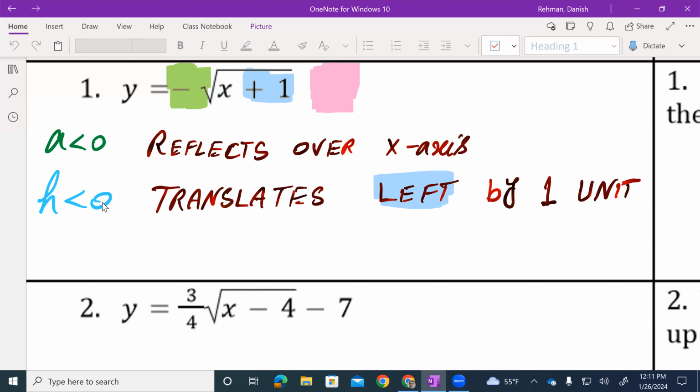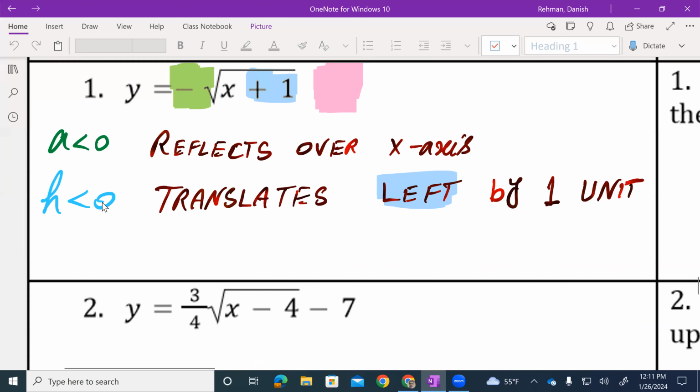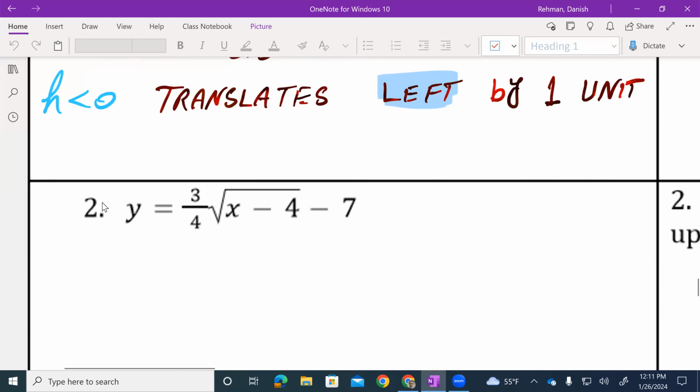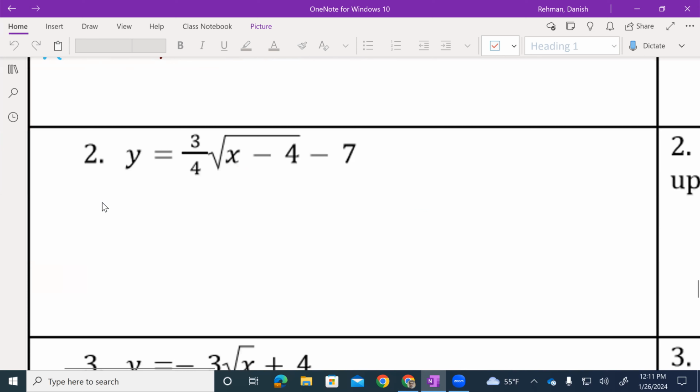Now, we have already explained the two translations, and I'm almost done. I will not continue. Just need to show you one thing here. How will the k impact your curve?